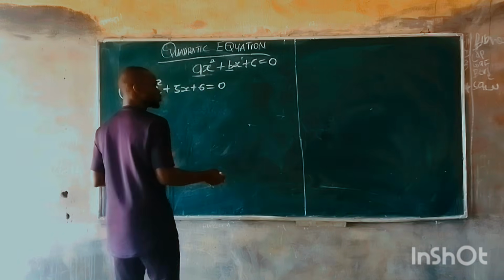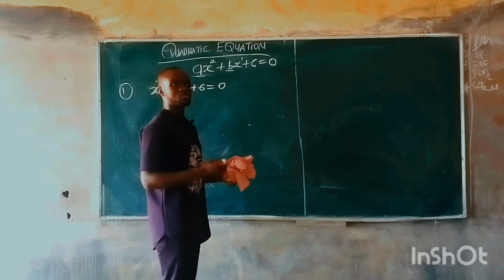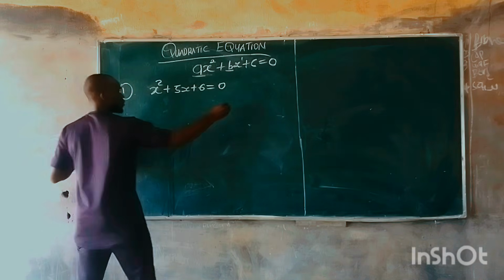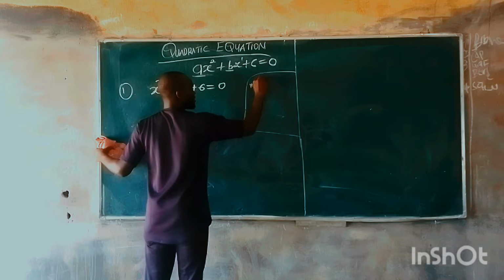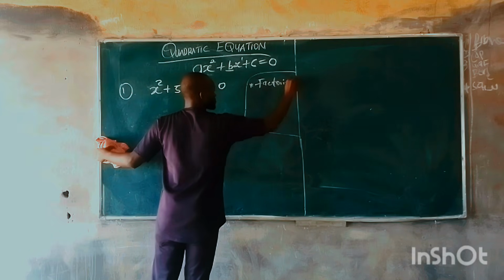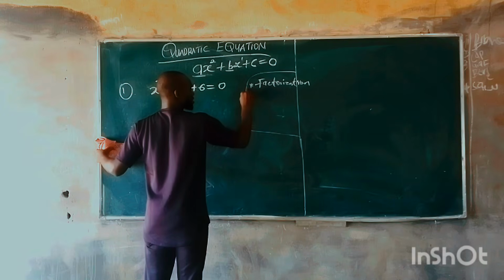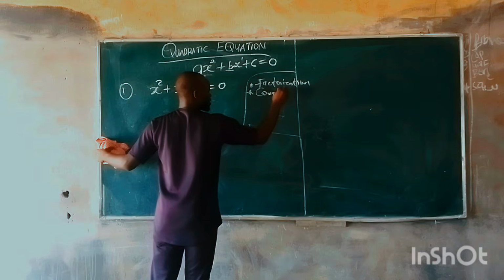The easiest way, which most of us would have heard about, is the factorization method, which will bring out the factors. We can either use the factorization method, or we have another method, the completing the square method.